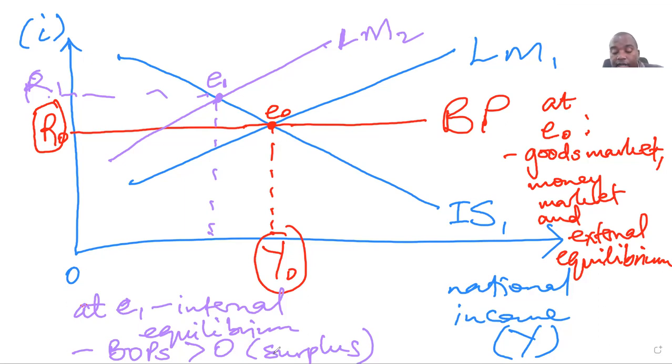So what the government may actually need to do to remedy a situation where a liquidity crunch has caused the LM curve to shift from LM1 to LM2, the government may implement a range of policies. For instance, the government may implement contractionary fiscal policy.